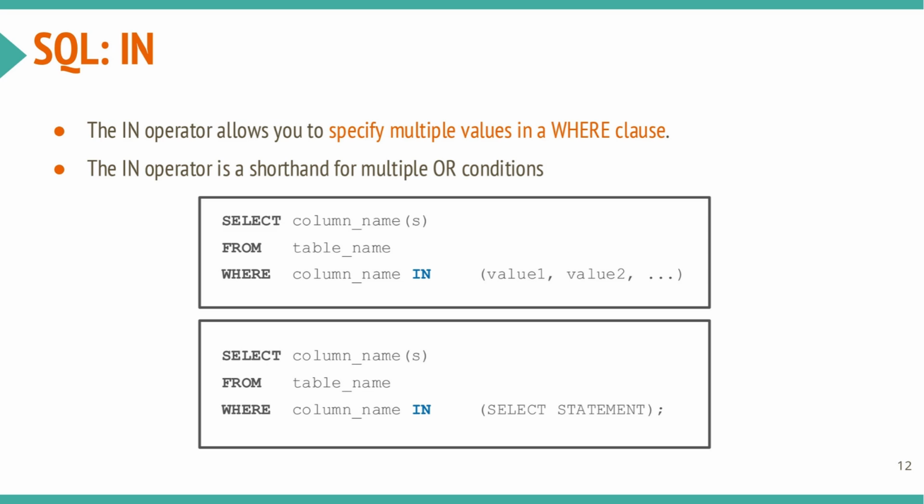Let's say you want to find all students who are from Thailand, Korea, or Japan. You could write where country equals Thailand, or Korea, or Japan. This works, but it's a lot of typing. The easier way is to use in. You can just say where country in Thailand, Korea, or Japan. It means is the country in this list of values. It's much shorter and easier to understand, especially if your list is very long.